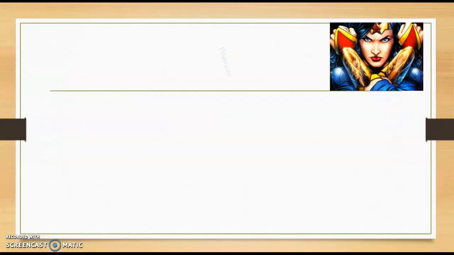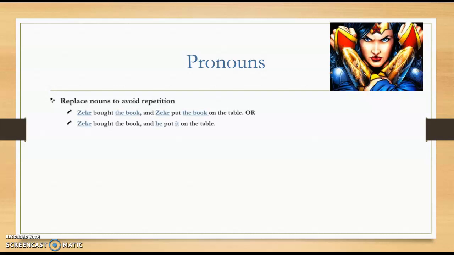Then we have pronouns. Pronouns take the place of nouns so that you don't have to repeat yourself all the time. So we get "Zeke bought the book and Zeke put the book on the table," or "Zeke bought the book and he put it on the table." So he is Zeke and it is the book.